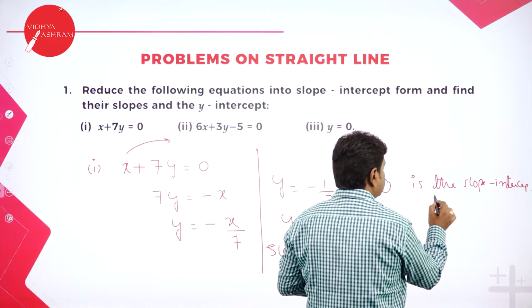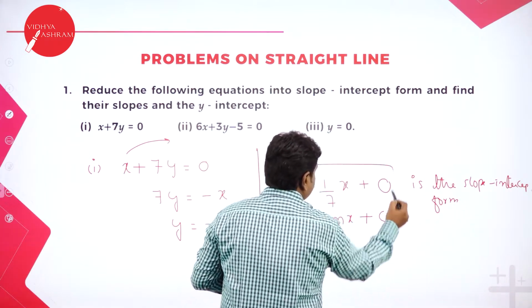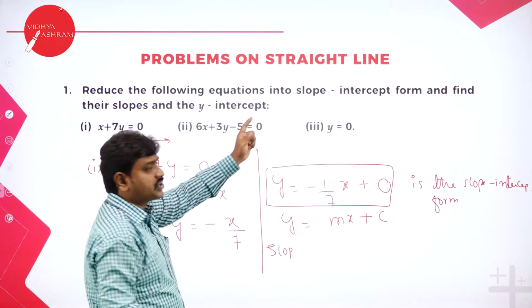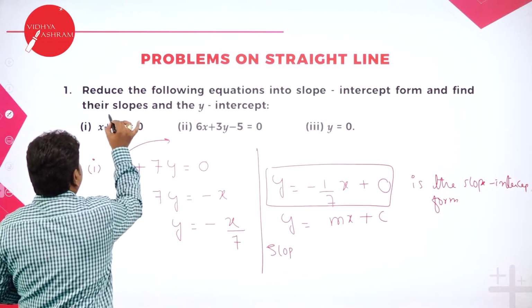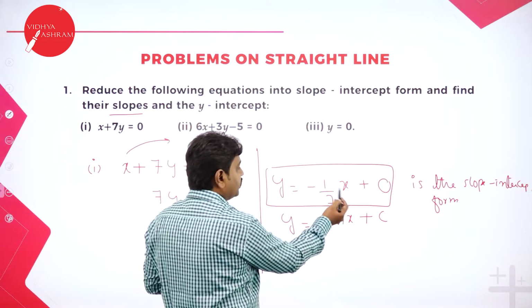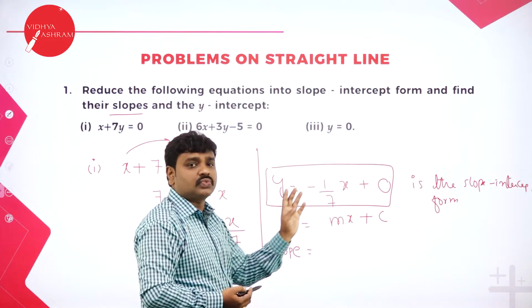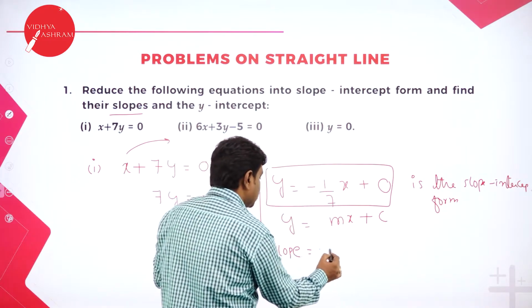This is the slope intercept form. This is the answer. Along with that, they are also asking you to find the slope and y-intercept. What is the slope of this line? By method of comparison, in the place of m, what do we have? Minus 1 by 7. So the slope is minus 1 by 7.